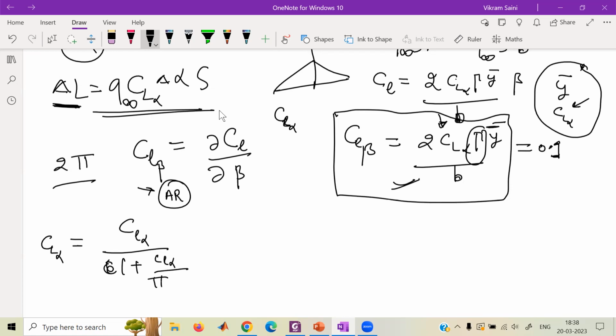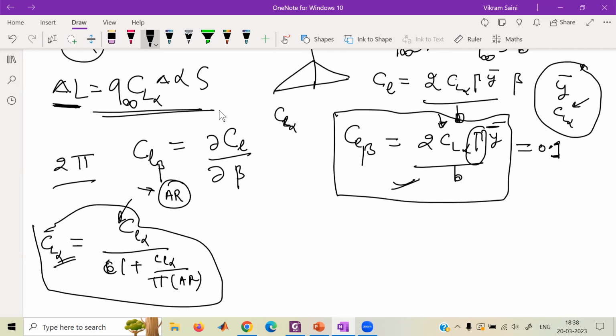Pi and aspect ratio. AR is aspect ratio. I hope everybody understands what aspect ratio is. CL alpha is 2 pi, and from here you can find out the aspect ratio and the value of E. There is also an E. So we usually assume that E is 1. So I think now the only thing we need is y bar.